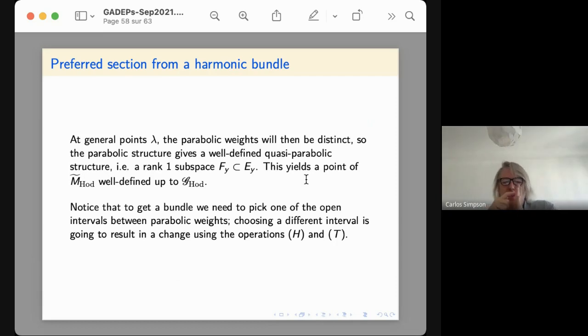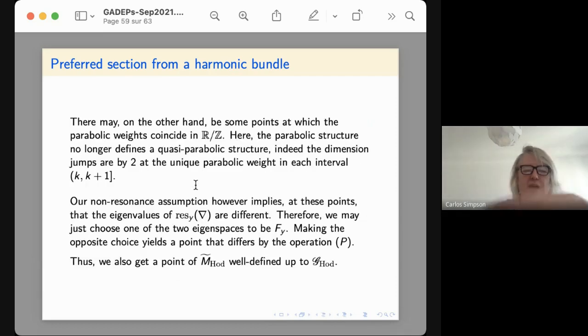To get from a parabolic structure to a quasi-parabolic structure, you have to pick an interval in the complement of the jumps of the parabolic structure. That tells you a bundle, and then the parabolic structure tells you a subspace of the bundle. Modifying that interval corresponds to the Hecke transformations, up and down Hecke transformations. So that's why you get a point of the M tilde, but well defined up to this gauge group.